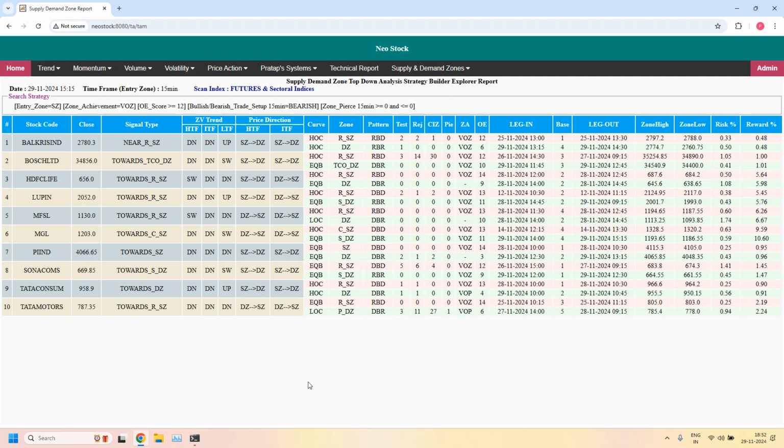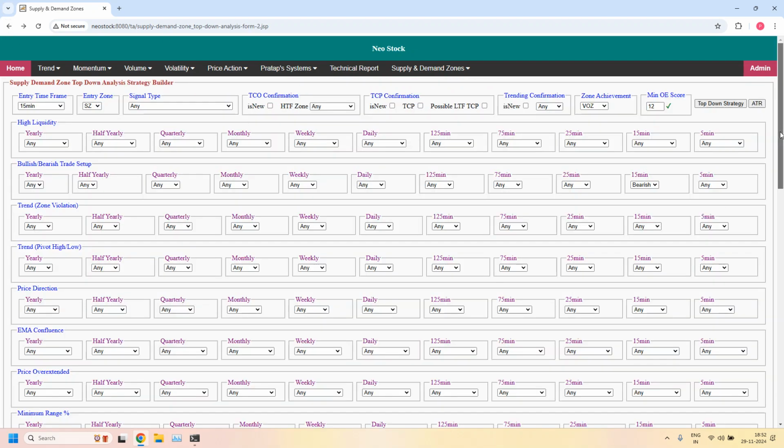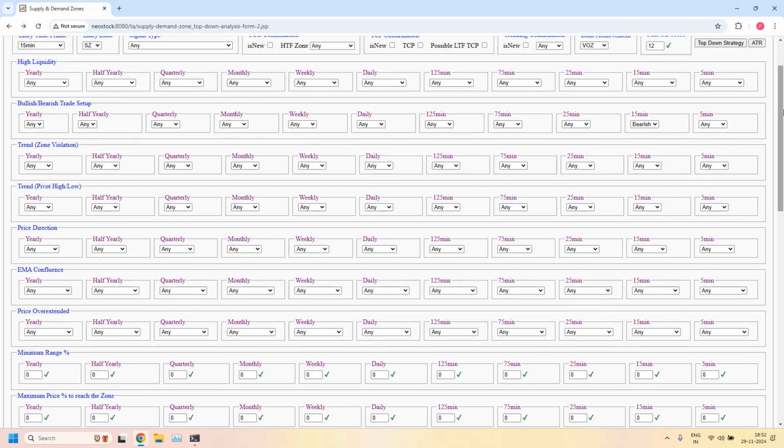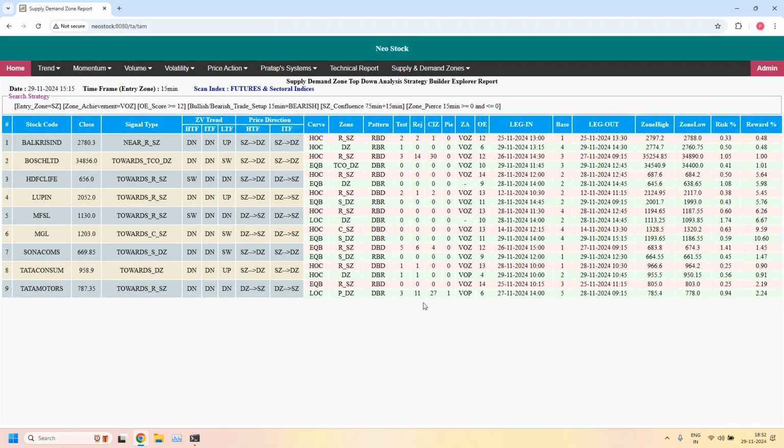First one is LTF and ITF supply zone confluence, because these are the entry zones or supply zones. That means a 15-minute supply zone confluence with 75-minute supply zone confluence, LTF and ITF. So I'm enabling that filter. With this filter, we got 9 stocks. In all these 9 stocks, the 15 minutes entry zone supply zones are part of the 75 minute supply zones. And the 75 minutes trend, the ITF trend, is a downtrend.